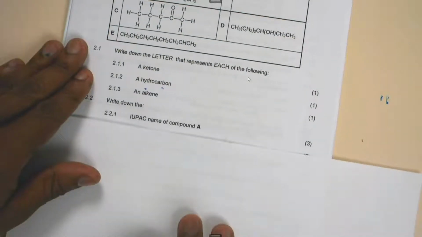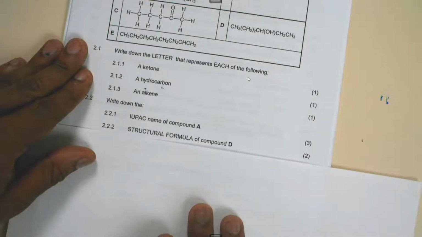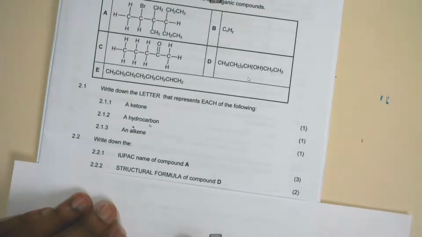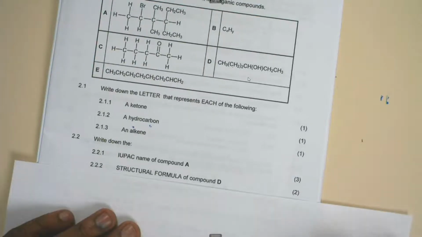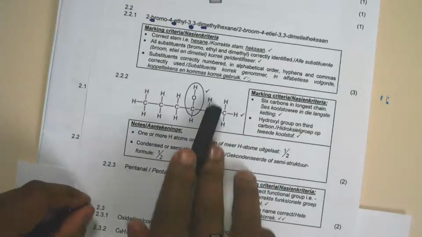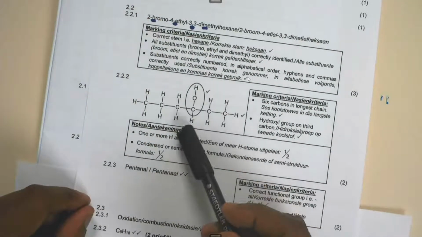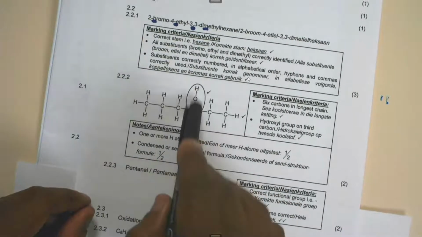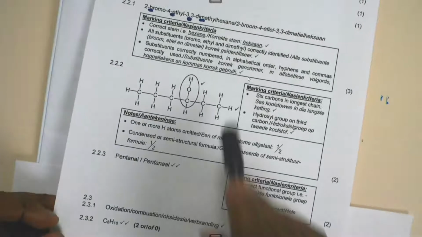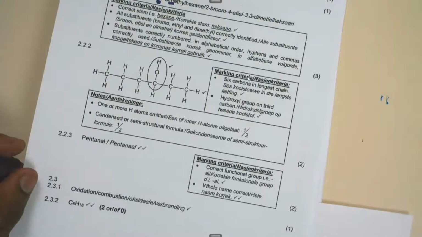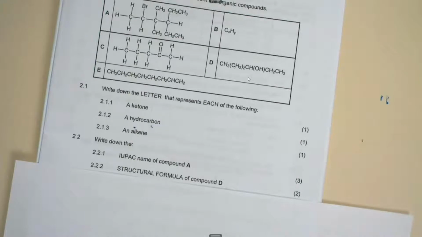Then we further go on. Draw the structural formula of compound D. So for compound D, we are given a condensed structure, and from the condensed structure it means we must be able to draw. So when we draw, you will get something along these lines, and then one for the functional group, and then for you to have the 6 carbons and the correct position of the functional group. This was fairly easy to do. I didn't see anyone struggling during the time of moderation.